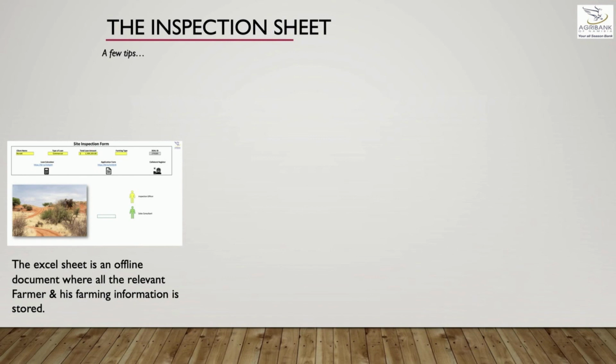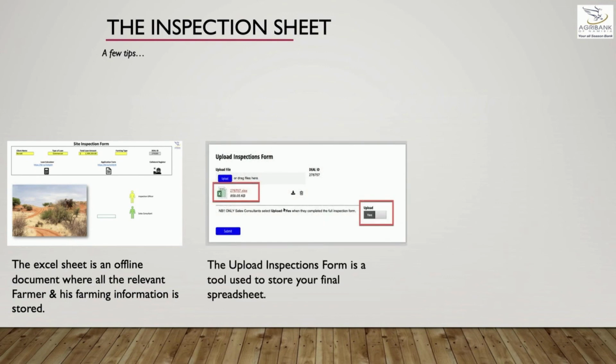So when you do the Excel sheet, you pretty much only fill in the green and yellow cells on every page. We will have a separate video on exactly every page and what needs to be done. But once you are done with the whole Excel sheet and you have filled in everything, the next step is to use the upload inspections form to upload your inspection sheet to this form.